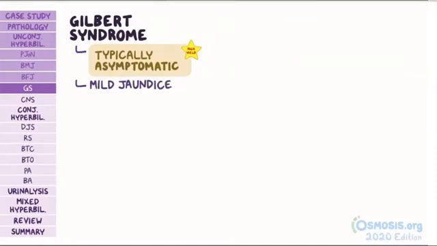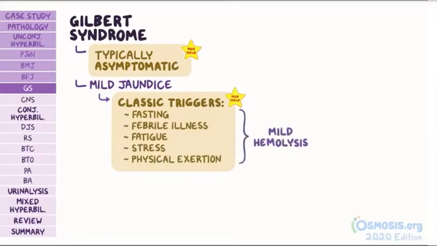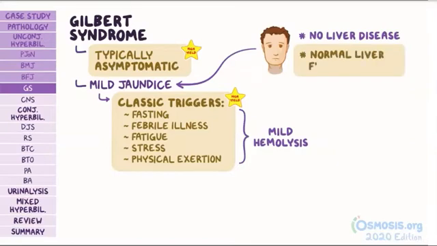This usually occurs in response to one of the classic triggers, which include fasting, febrile illness, fatigue, stress, and physical exertion, all of which induce mild hemolysis. Therefore, you should think of Gilbert syndrome in a person who presents with mild jaundice, no apparent liver disease, and normal liver function tests.